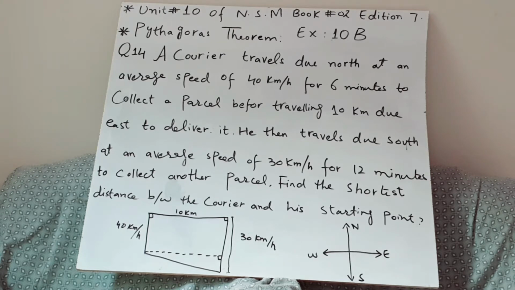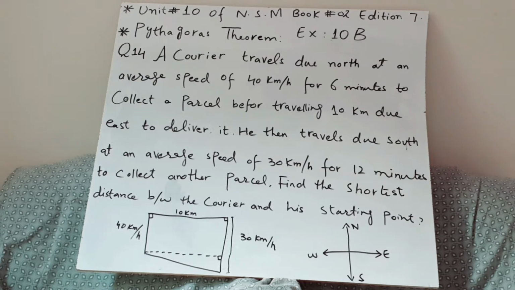So what we have to do: a courier travels due north at an average speed of 40 km per hour for 6 minutes. Okay, so they are talking about north. First the courier travels north, which is the upward direction, at 40 km per hour for 6 minutes. Secondly, to collect a parcel before traveling 10 km due east to deliver it. So after traveling north, he then travels 10 km due east, in the right direction, to deliver it.